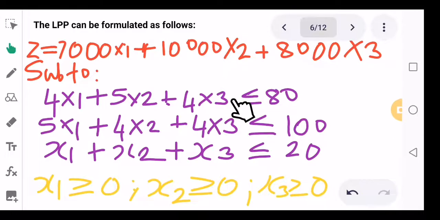It has to be converted to a linear equation. To convert it, we'll be adding a slack variable. So what if it is equal to 80? If it is equal to 80, the slack variable will be equal to 0.